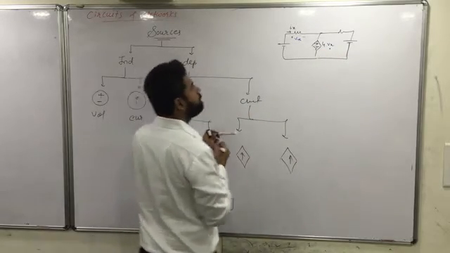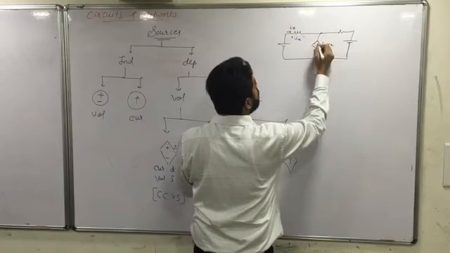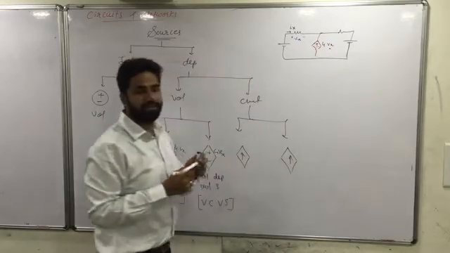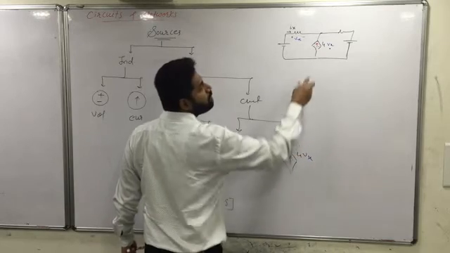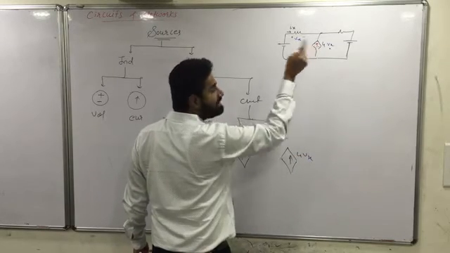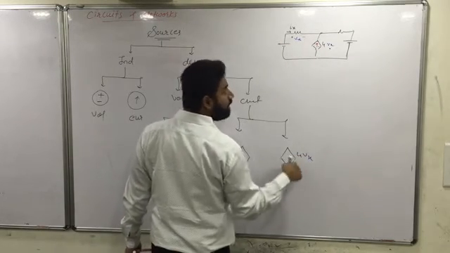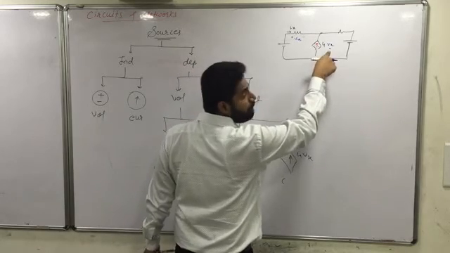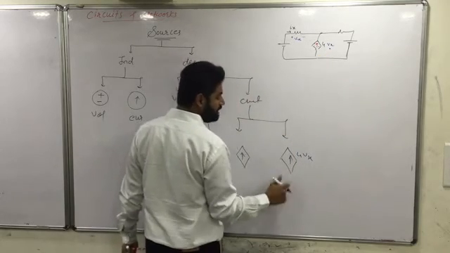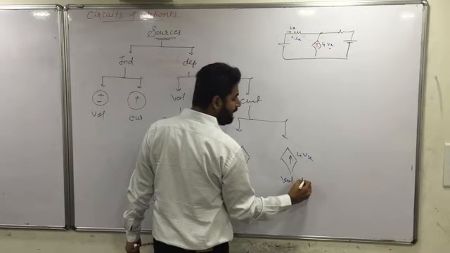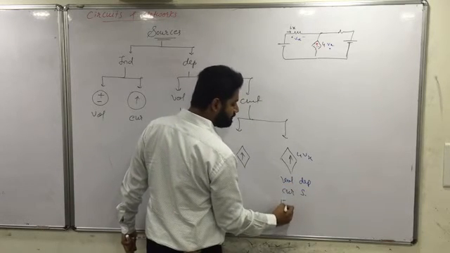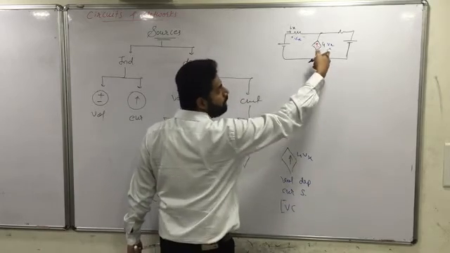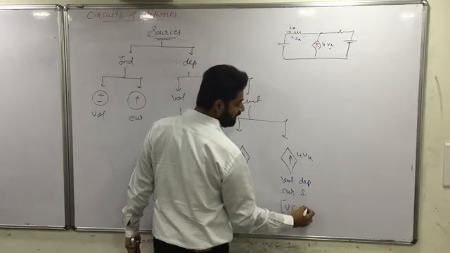Let's deal with the next one, the current source. For that we'll draw an arrow like this. If I have 4Vx, what is it itself? It is a current source, and it is depending upon a voltage. So it is a voltage dependent current source, or it is also called a voltage controlled current source. Who is controlling it? Voltage is controlling it.